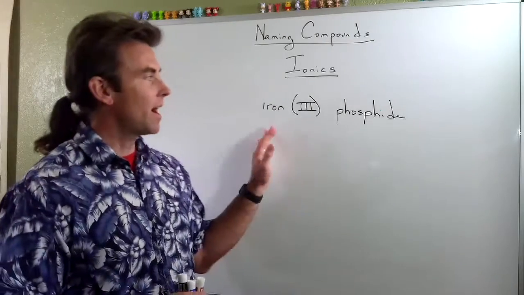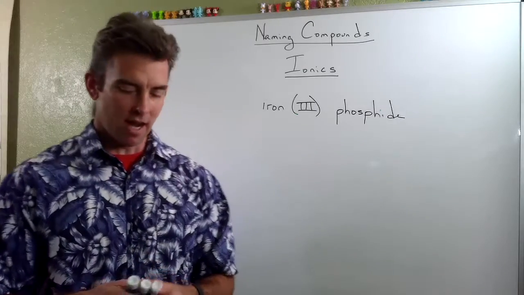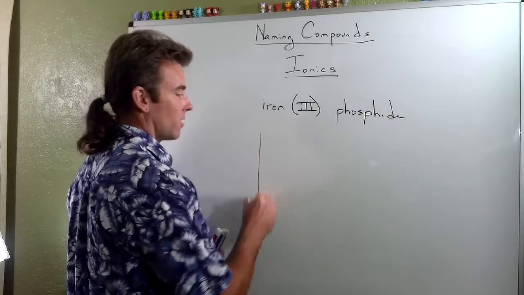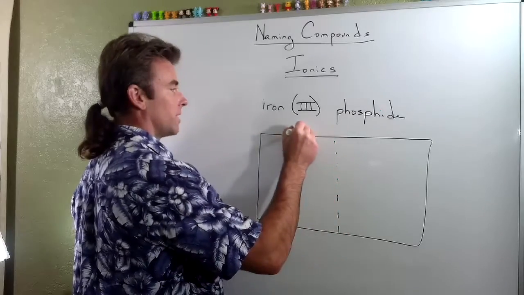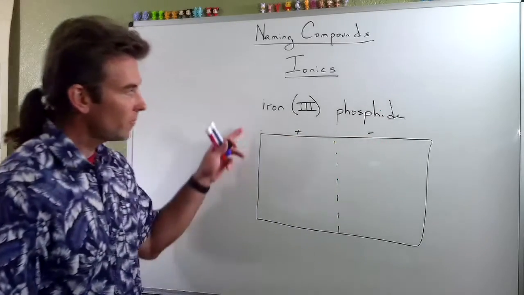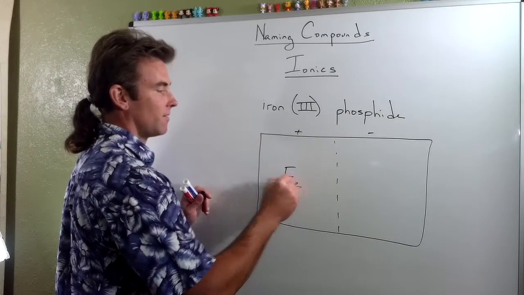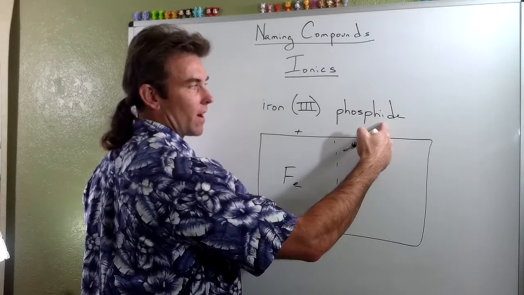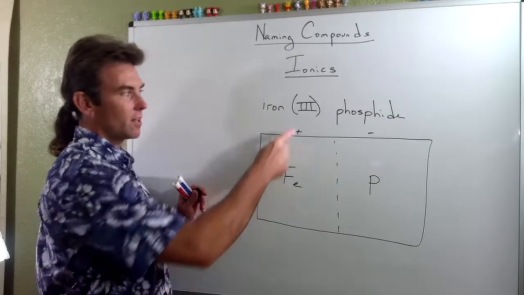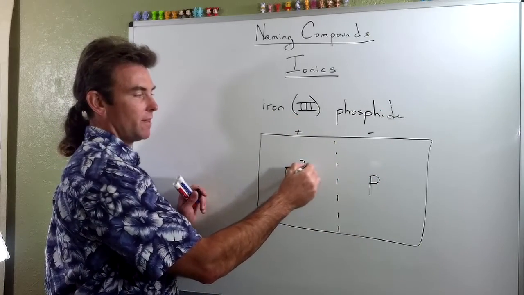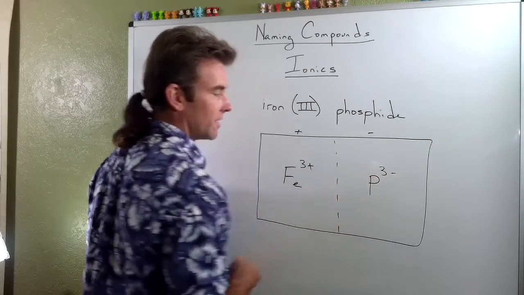So here's a name, iron 3 phosphide. Ask the question, is there a metal present? Absolutely, we got an iron there. So we know that we need to do our little work area and divide that work area up into the plus side and the minus side. You look up the element symbol for iron. It is an Fe. You look up the element symbol for phosphide, and that is a P. Put in your charge. Yay, there's a Roman numeral. That makes my life easier here. There's a 3+. Phosphide, if you look it up on the periodic table, is a 3-.